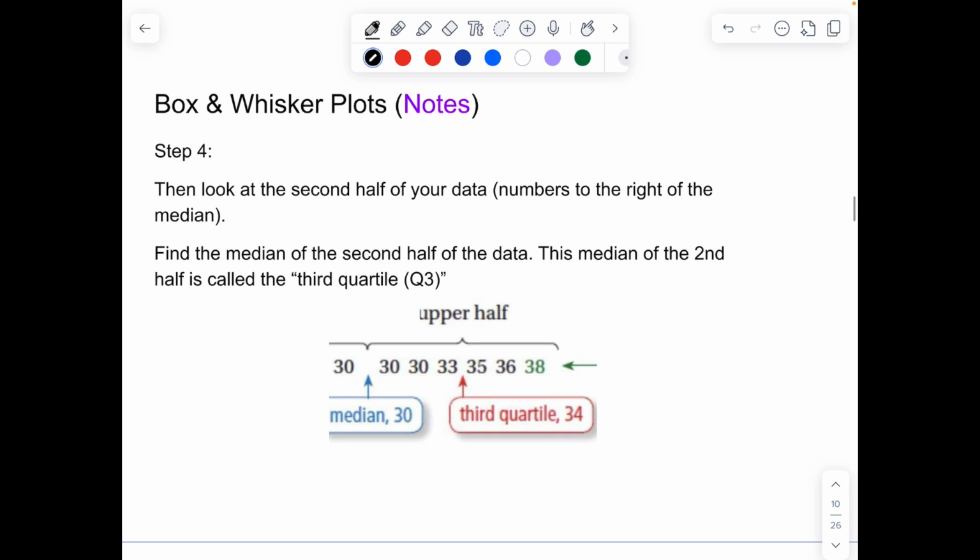Then we're going to do the same thing to the upper half of our data, so the numbers that are larger than our median. Okay, so we're going to find the median again. Essentially what we just did was we split our data into 4 pieces. So that is why it's called a quartile. Once we find the median of our upper half, that is our third quartile, which is our Q3.